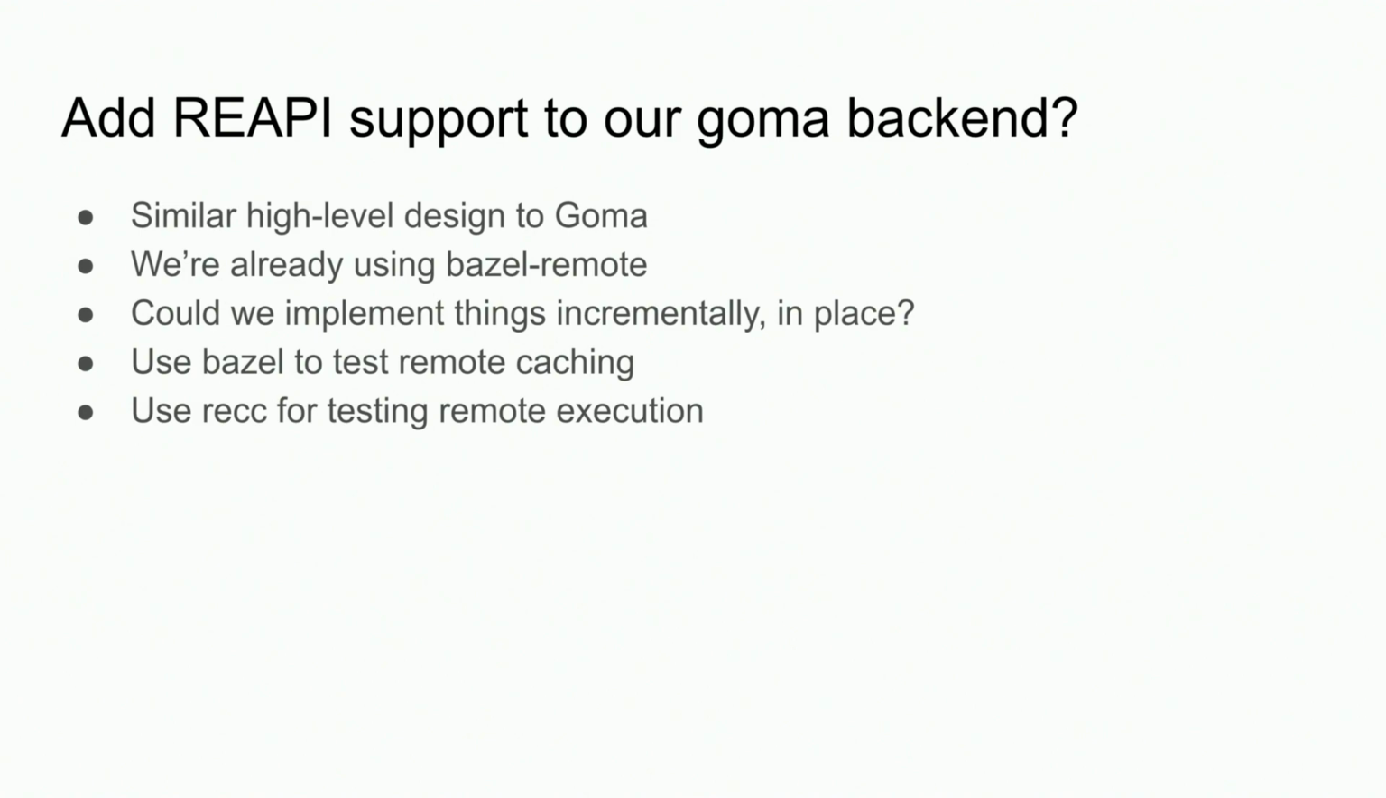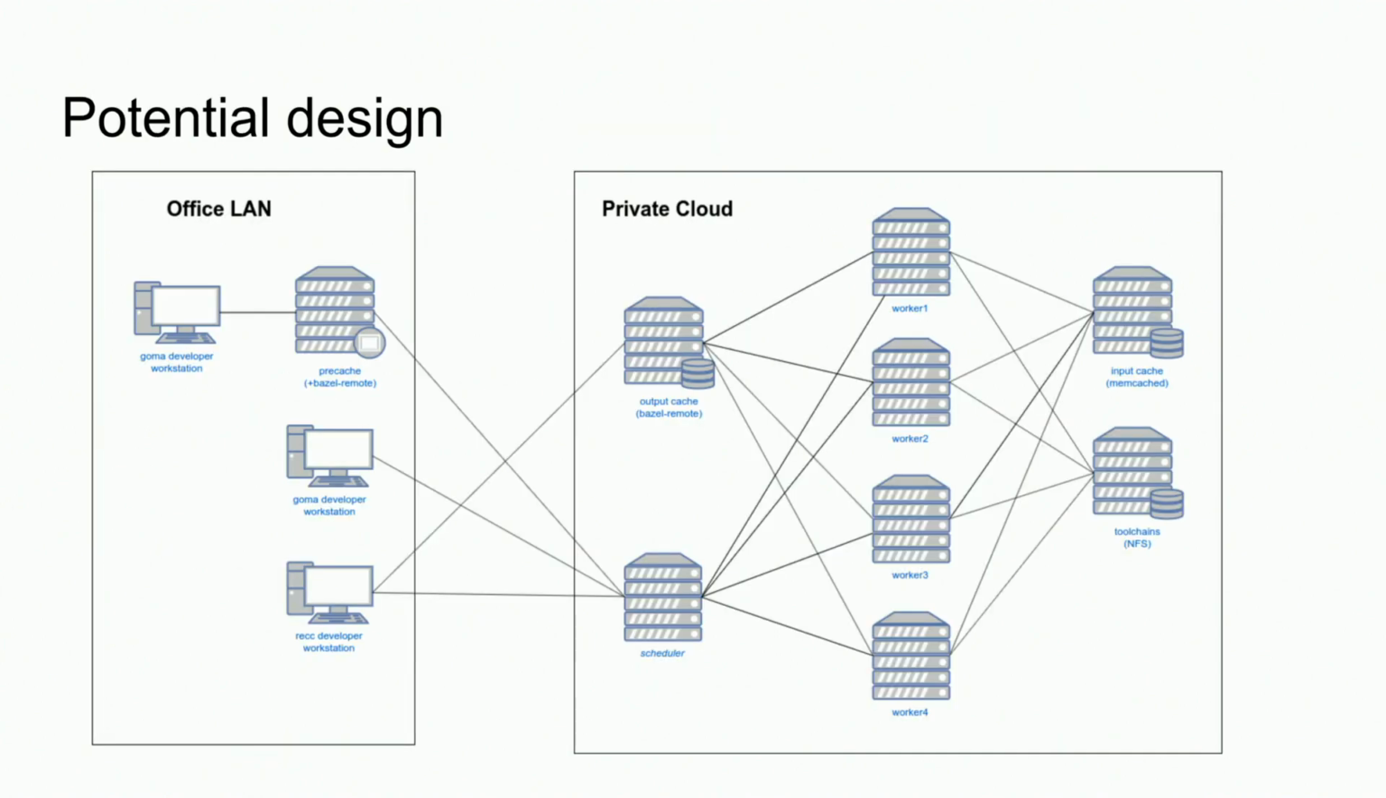On the other hand, maybe we could add REAPI support to our Goma backend. It's a similar high-level design. We're already using Bazel Remote. Could we basically get there piece by piece and test with Bazel to get remote caching up and running, and rec to test our remote execution implementation? And this is the design that I've come up with. So we have all the same components. The only difference here is that we've opened up a connection directly to Bazel Remote from the client side. And we have to add REAPI endpoints to our scheduler and to our workers.